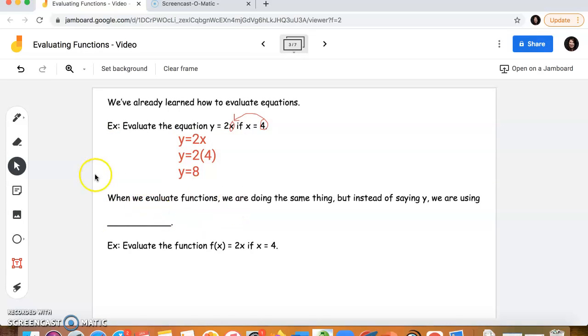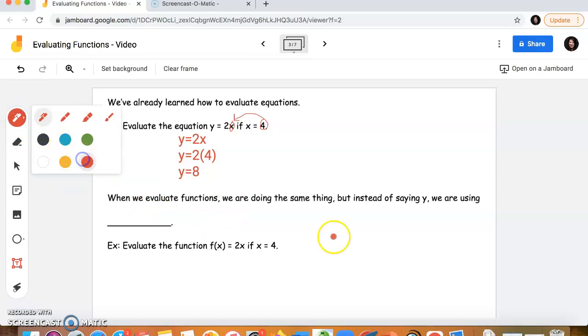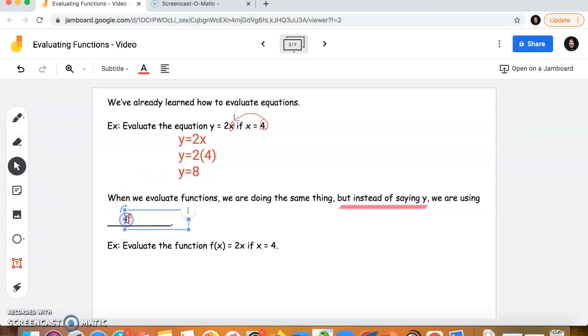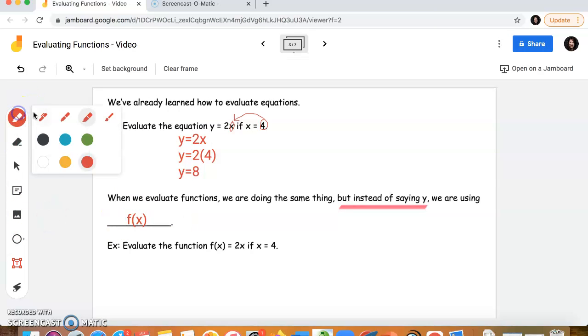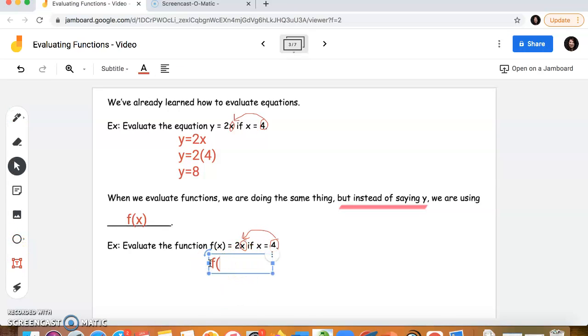When we evaluate functions, we're doing the same thing, but instead of saying y, we're using f of x. So down here, same idea. We're going to plug in this x, this 4. We're going to plug in 4 for x. But this time, we're using the f of x. So we're still going to plug in 4 like we did before. And our answer is going to be 8. But now we're just saying f of x equals 8.